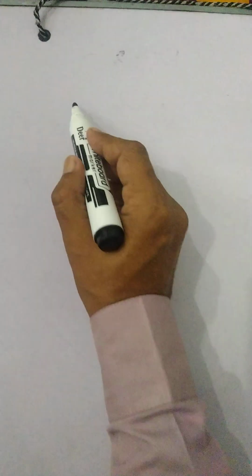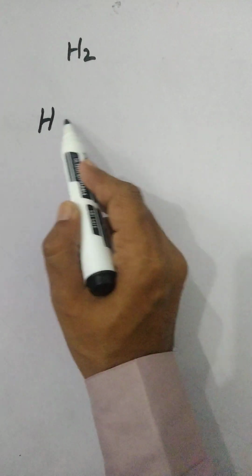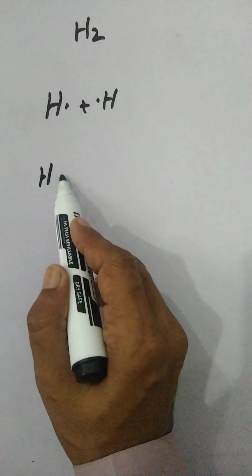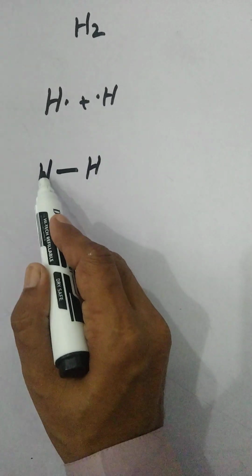Now we start with our first structure, which is H2. Hydrogen's atomic number is 1, but it is not completing its duplet. So how will we solve it? Hydrogen dot plus 1 dot. This dot represents its atomic number. So we will say hydrogen with hydrogen.